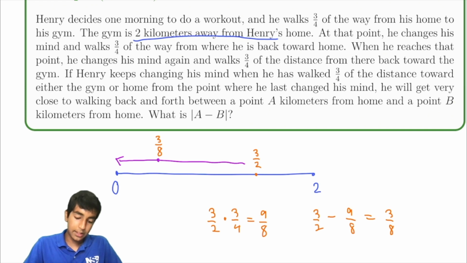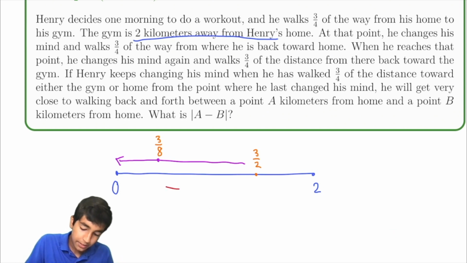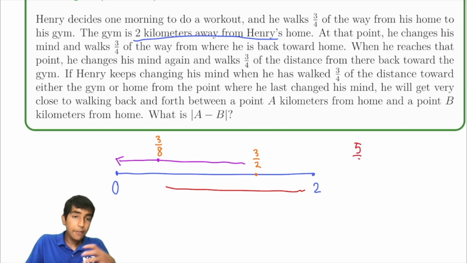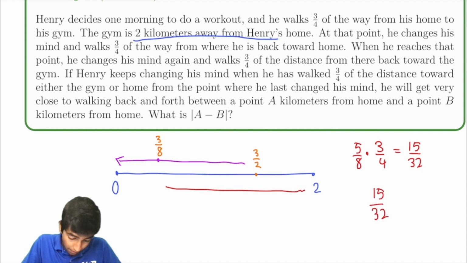So from here, where does he go? From here, he'll go forward 3/4 again. So what he'll do is he'll see, oh, 5/8 of the way is still left. I have to walk 3/4 of that. That's what Henry will do. 5/8 times 3/4 equals 15/32. Let's add them up. 15/32, because there's 5/8 of the way left, and he walks 3/4 of that.